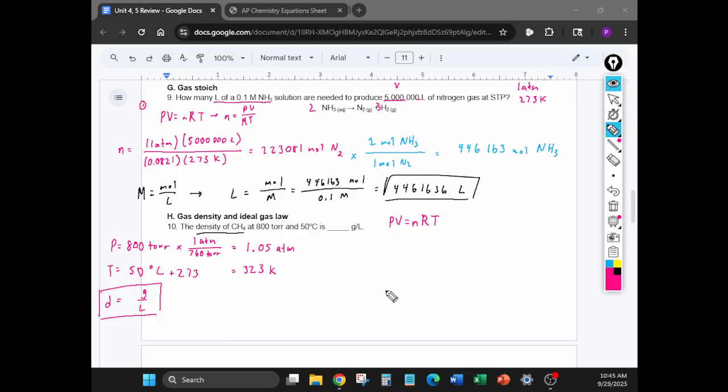Okay, now before we work with the ideal gas law, we actually need to combine it with a different equation. Okay, we are looking for density, and density has grams and liters, right? If you look at the ideal gas law, we have liters, but we don't have grams anywhere, right?